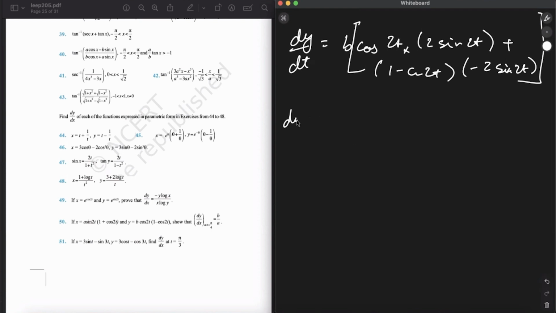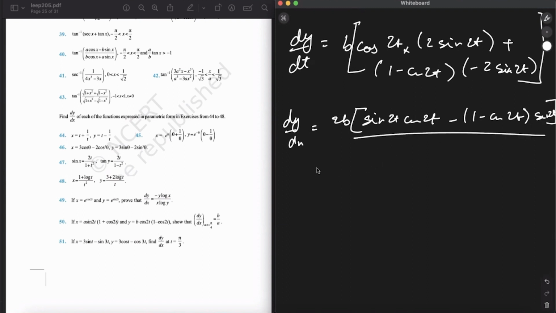So dy by dx is 2b sin 2t cos 2t minus (1 minus cos 2t) and sin 2t, whole divided by minus 2a (sin square 2t minus cos 2t (1 plus cos 2t)).